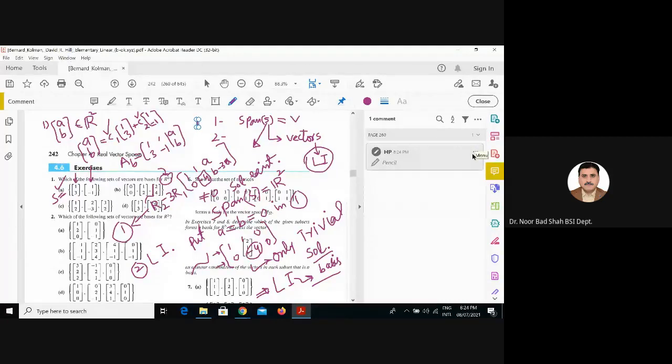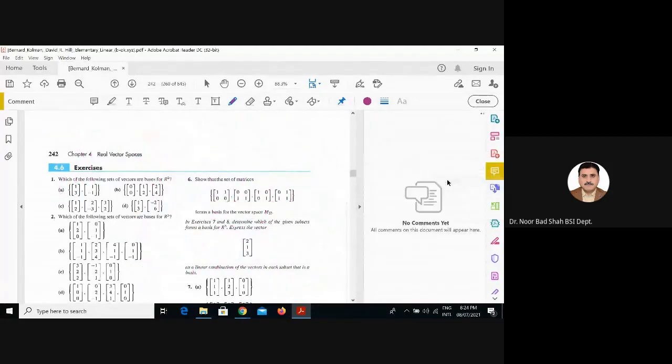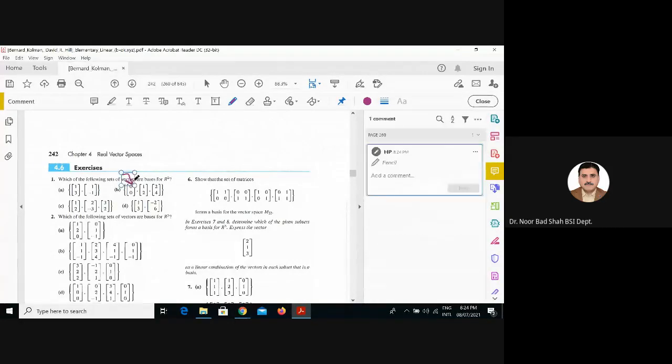Okay, let me get rid of it to move to the next one. Right, the second one, you see, in this set we have 3 vectors, and a set containing 3 vectors cannot be a basis of R2. Do you know the reason? You should know.